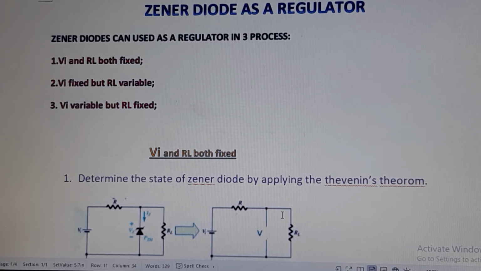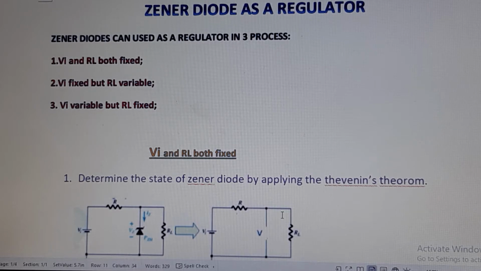Zener diodes can be used as a regulator in three ways. That is, if we keep the input voltage Vi and the load resistance RL both fixed, we can use it as a regulator. Next, if we keep Vi fixed and RL variable, we can also use it as a regulator. And by keeping Vi variable and RL fixed, we can use it as a regulator.